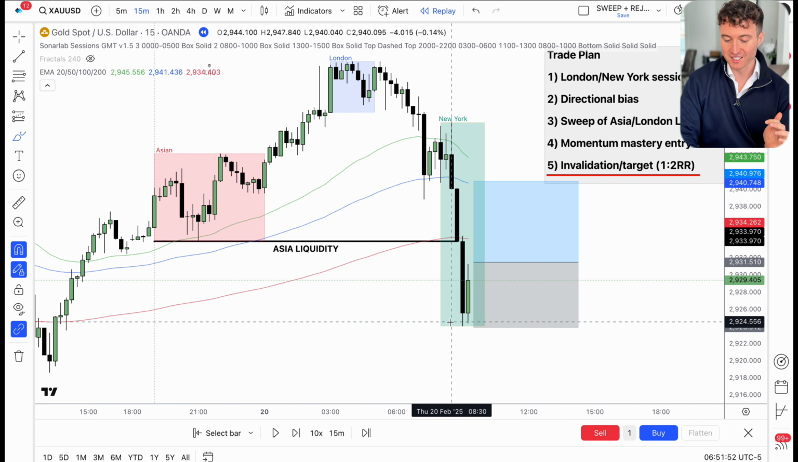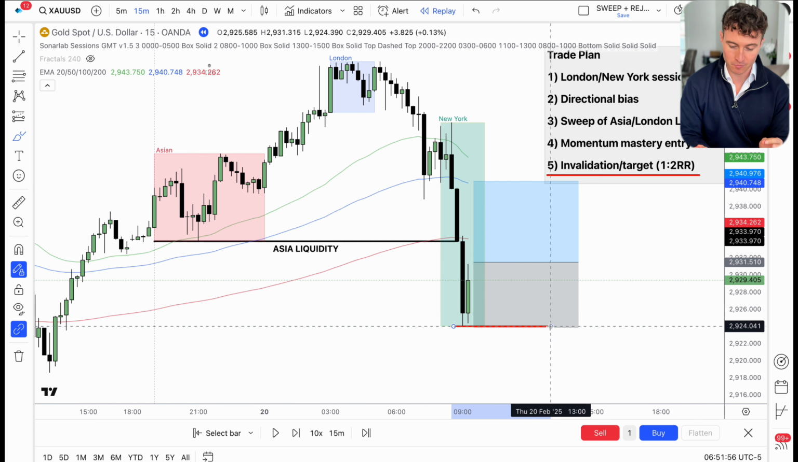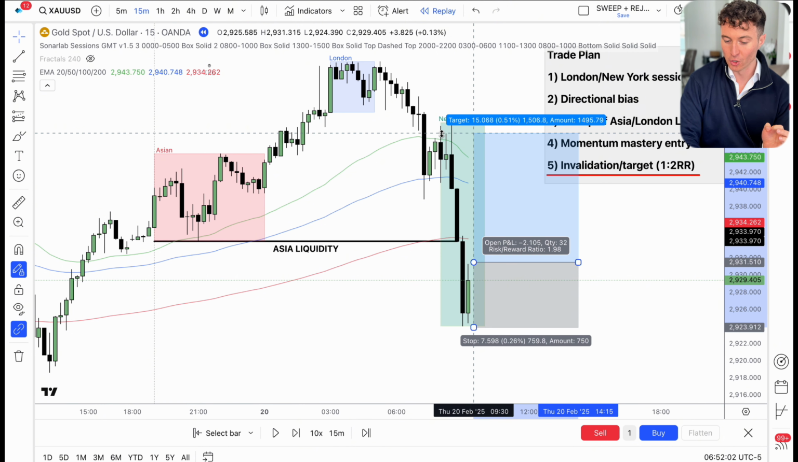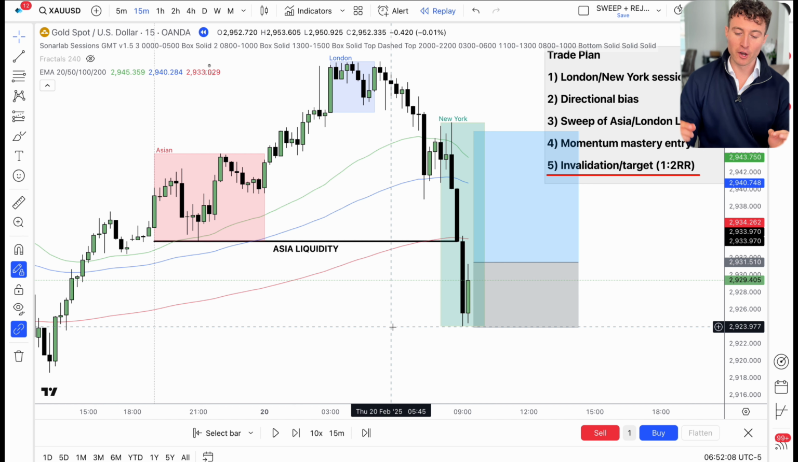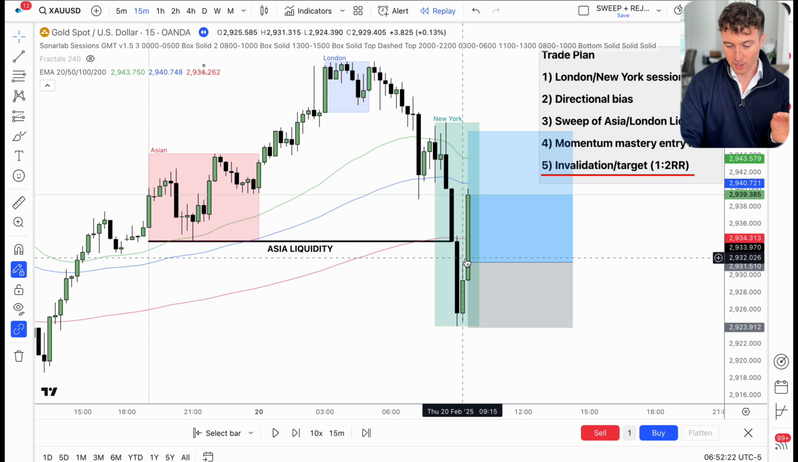So we will be invalidated, and I want to be out of this trade if we then sweep this low again. And in terms of a target, we've got a mechanical 1 to 2 risk to reward. And this is a very repeatable target. And this is something that we can test over and over again. So let's see if we are triggered in this trade right here. You can see price pushes through our buy stop.